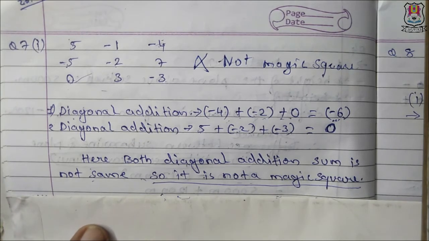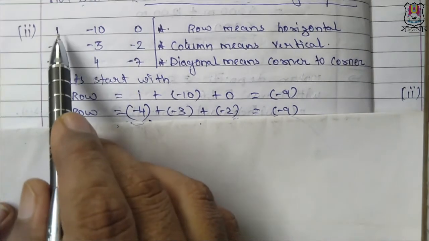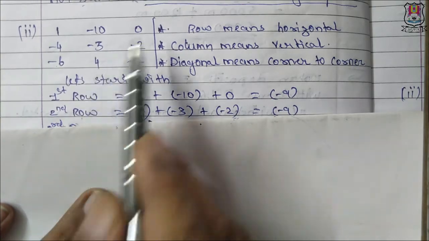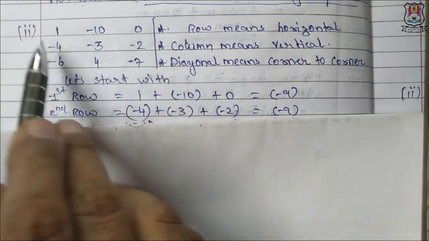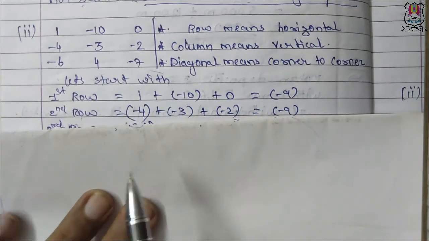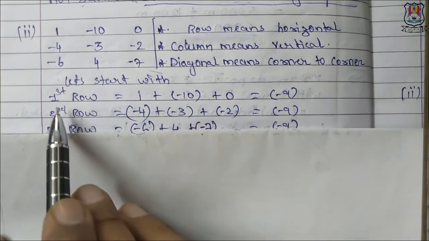Let's go for the next one. The next magic square has integers 1, minus 4, minus 6, minus 10, minus 3, minus 4, 0, minus 2, minus 7. And as I said, this is row, this is column, and these are the diagonals. Okay, so let's start with the first row.